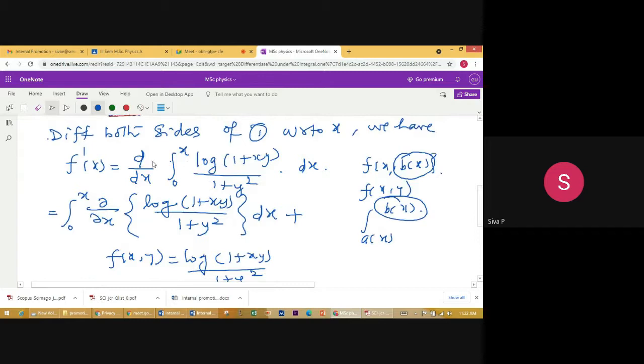So if you are differentiating this, what happened? D by dx of the integral from 0 to x of log(1 plus xy) by (1 plus y square) dx. A is 0, right? A is 0, so that minus part will not come.